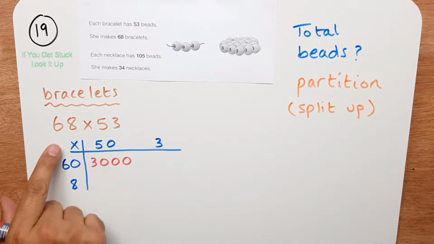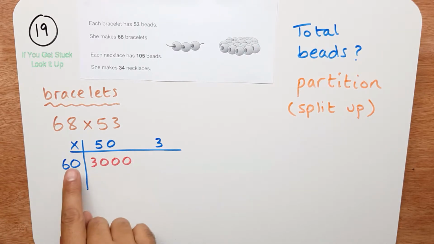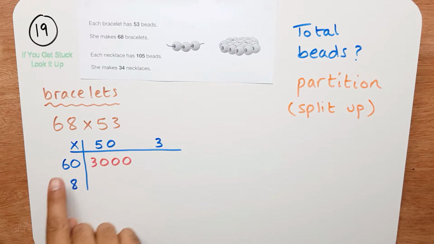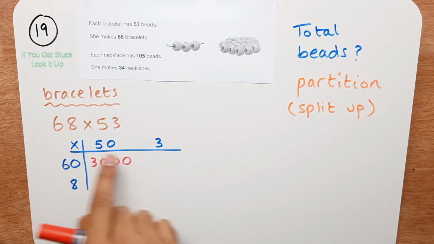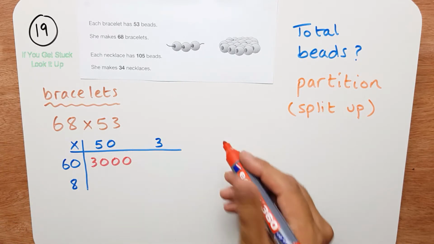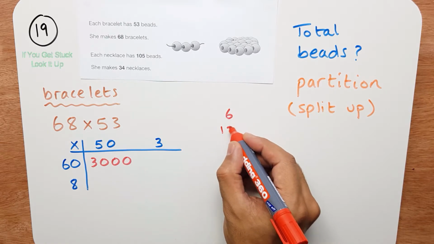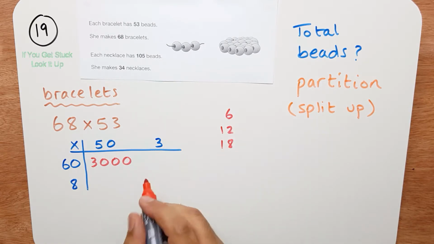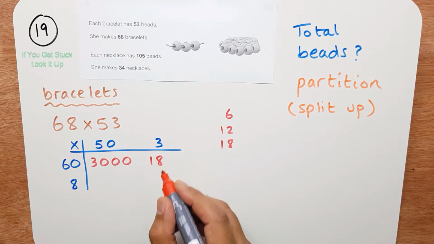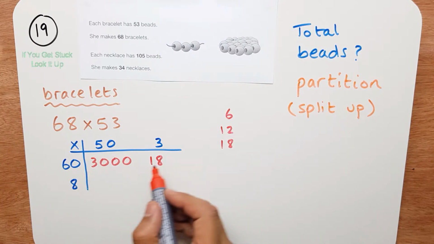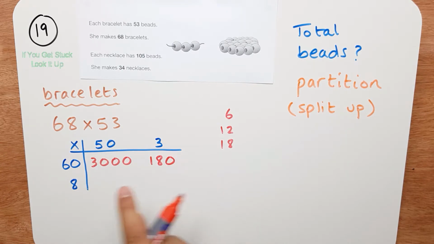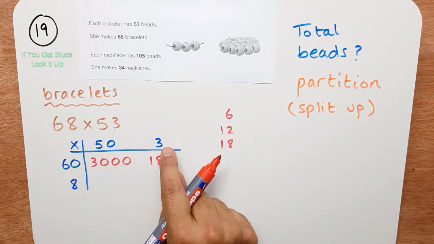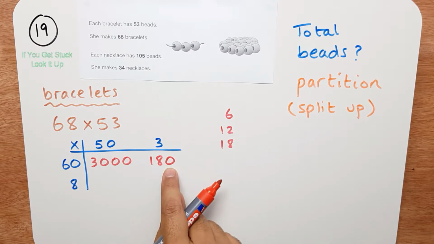Now we have 60 times 3. Again, I'm going to hide this 0. So my calculation is 6 times 3. And 6 times 3 is 6, 12, 18. So I put 18 down here. And I have a 0 here, so I'm going to bring that across. So 60 times 3 is 180.